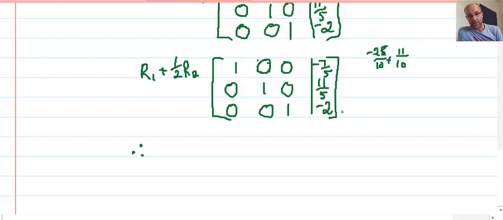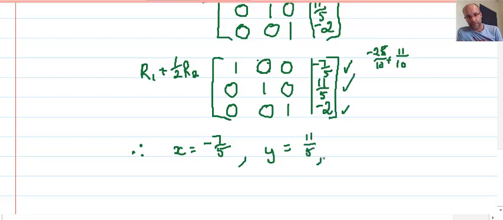Therefore, sorry, z equals -2. Oh, let me start at the top. x equals -7/5, y equals 11/5, and z equals -2. So that's an alternate way of solving it.